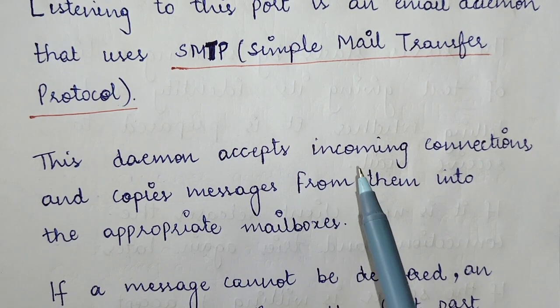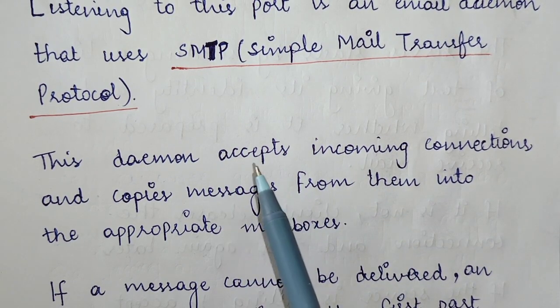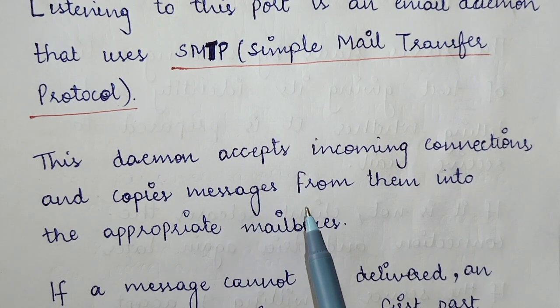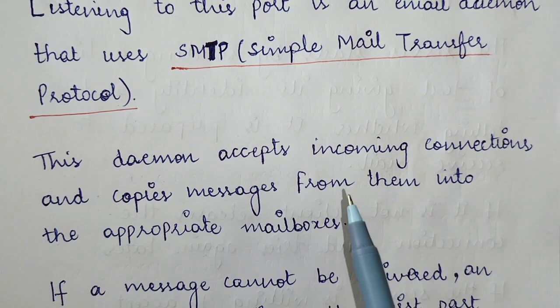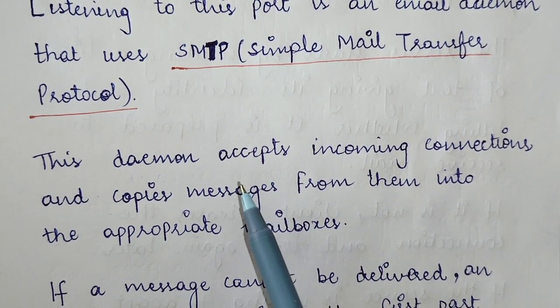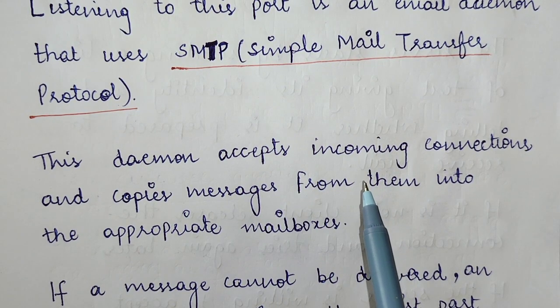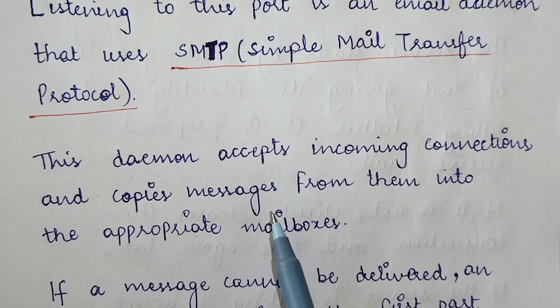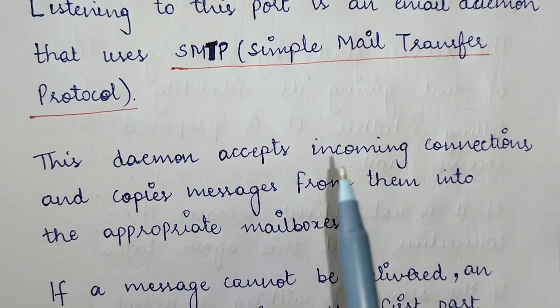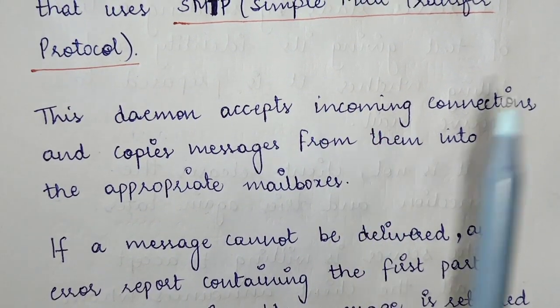Whatever incoming connection request it gets, this particular daemon accepts them and then copies messages from them into the appropriate mailboxes. Whatever messages come from the source machine, this daemon, after accepting the connection request from those specific source machines, copies their messages to the appropriate mailboxes for which those messages are meant or intended.